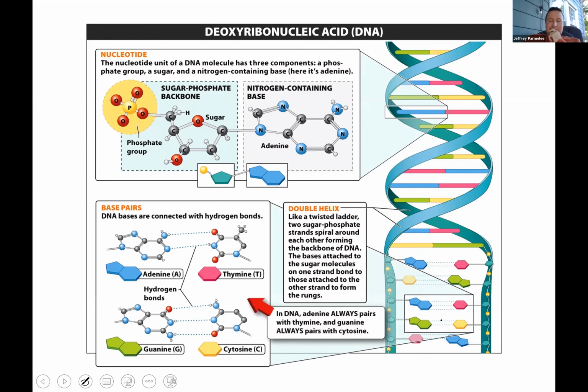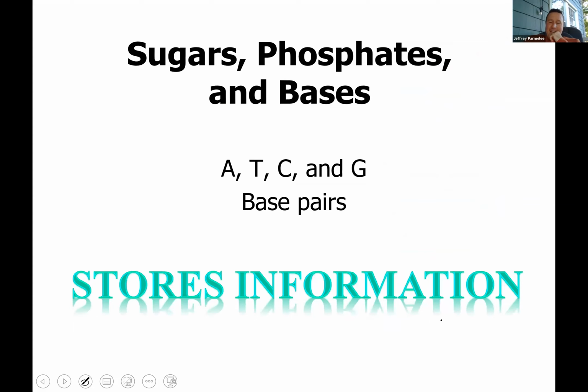Yeah, and it's information. Our alphabet has 26 letters, right? Computers use two, ones and zeros. Here we use four to build all of us. So pretty cool.